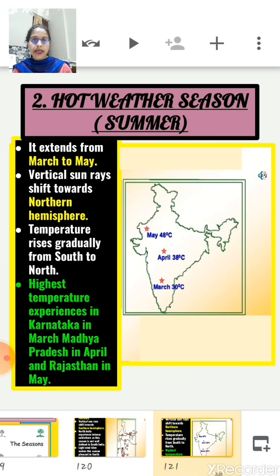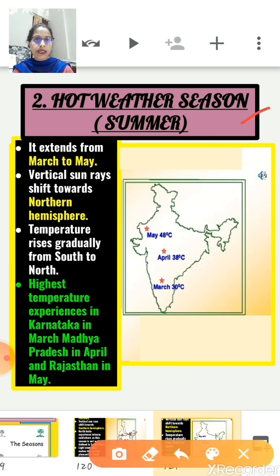Right? Next we learned the hot weather season, that means summer. This season extends from March to May, and during the summer time the vertical sun rays shift towards the northern hemisphere. During winter they shift towards the southern hemisphere, but during summer towards the northern hemisphere. As a result, temperature rises gradually from south to north, and the highest temperature is experienced in Karnataka in March, Madhya Pradesh in April, and Rajasthan in May.